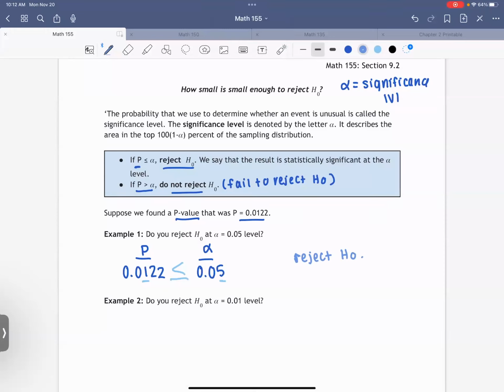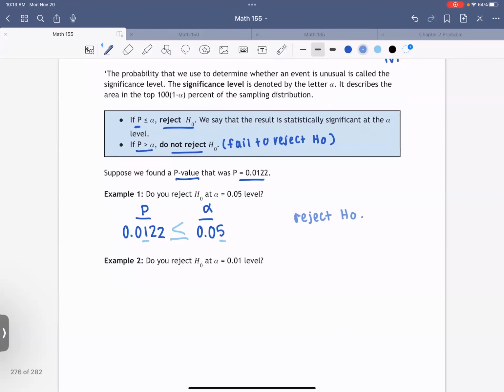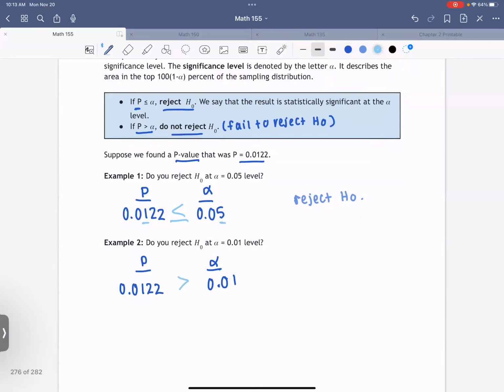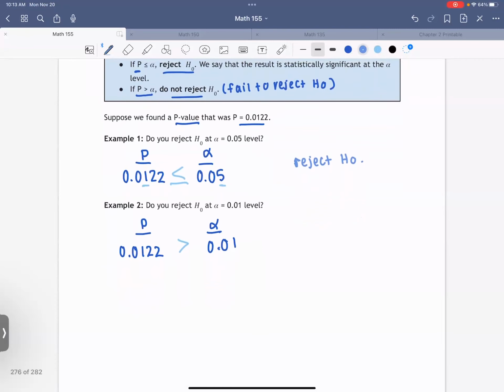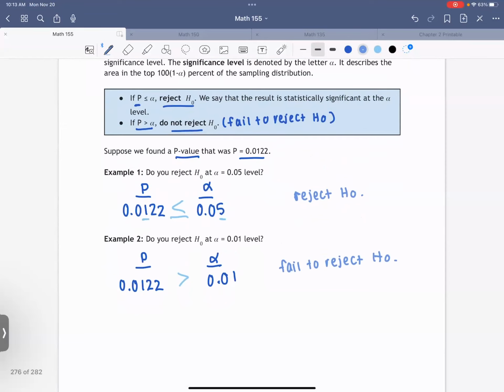All right, let's come back together. Personally, I like to write p and alpha next to each other. That's just my personal preference. Maybe it's just because my brain cannot tell the difference between bigger numbers and smaller numbers. P is still 0.0122, right? Alpha is 0.01 now. Which one's bigger now, alpha or p? P, right? So p is bigger than alpha. Do we reject or fail to reject? Fail to reject the null hypothesis. And that's basically what you do.